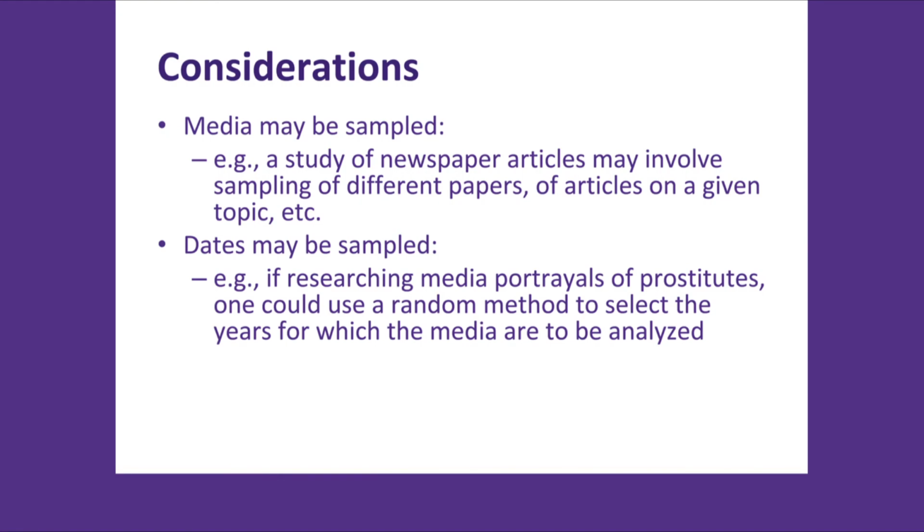The last part we're going to look at is called content analysis sampling, and some considerations that you might want to be aware of. First of all, the media may be sampled, and that obviously has important nuances. Newspaper articles may involve sampling of different newspapers or articles on a given topic, and you want that diversity because journalism can vary between place to place and topic to topic. And you might want to sample dates. For researching media portrayals of anything, you might want to include a random method to select the years in which the media are to be analyzed, and this will give you an appropriate sample of material to look at.